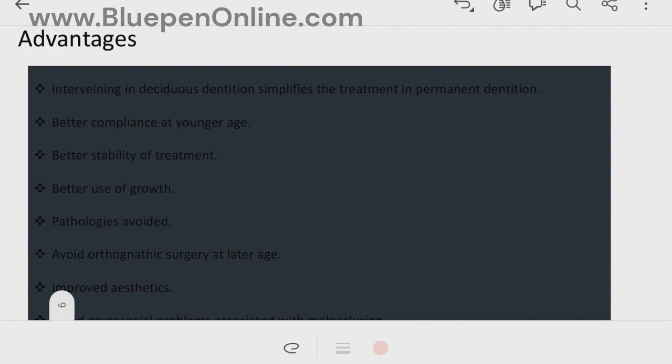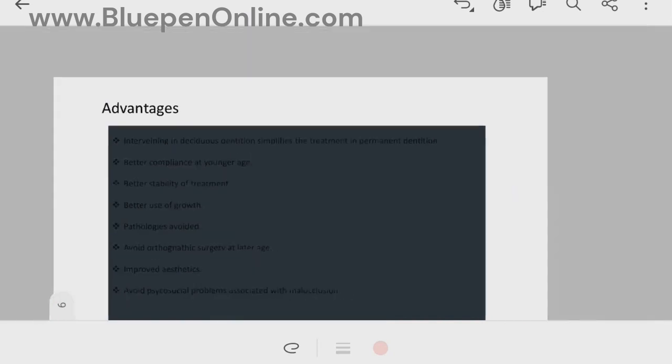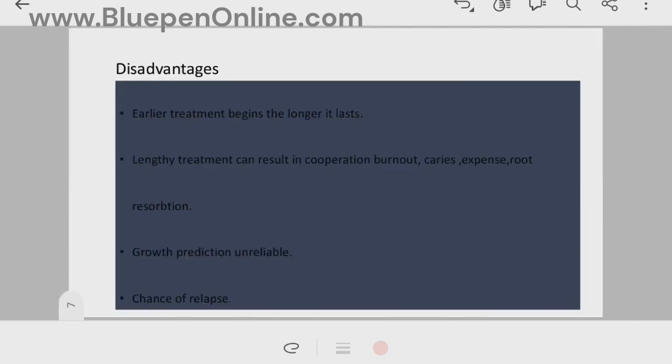Pathology such as root resorption may be avoided. Possible to avoid orthodontic surgery at a later age. Improved aesthetics due to intervention at an early age. Possible to avoid psychosocial problems associated with the malocclusion. So all these things are advantages of your preventive orthodontics. Now coming to the disadvantages. What will be the disadvantages?